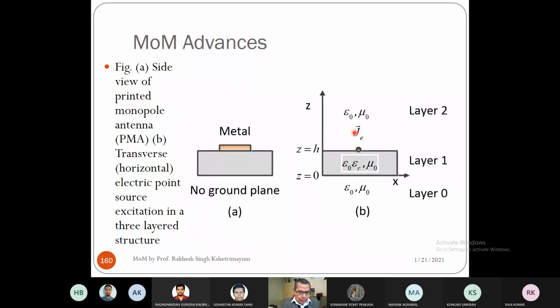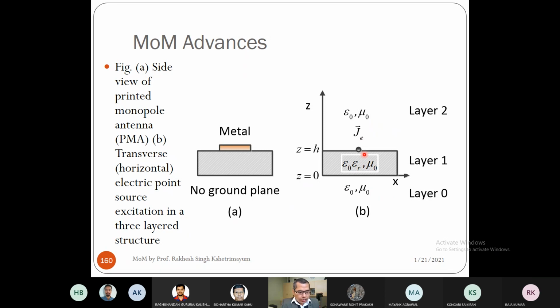Above this also we have free space. We'll call that layer 2. Free space has material parameters of epsilon 0 and mu 0. So we have a 3-layered structure. The structure we considered earlier was the general case with N layers, but here we have just 3 layers. One is free space, another is the substrate layer, then another is free space, and we have a source at the interface between layer 2 and layer 1. So for this case, I will try to find the Green's function.